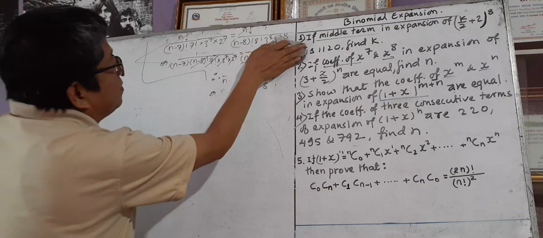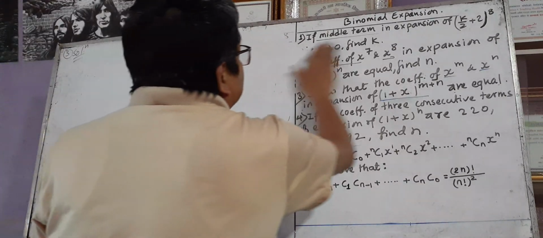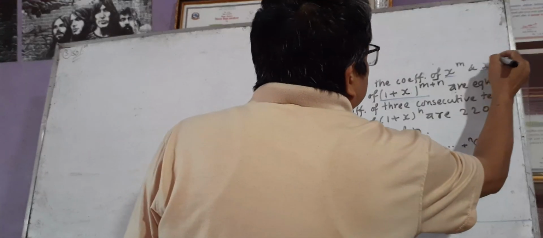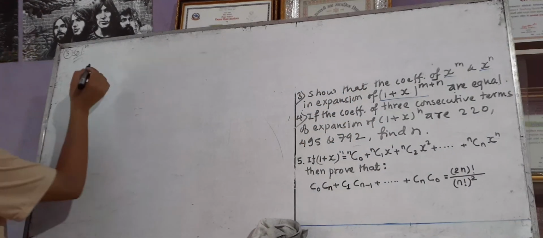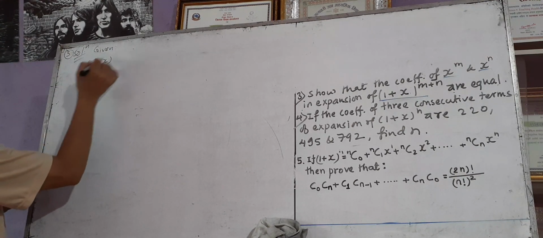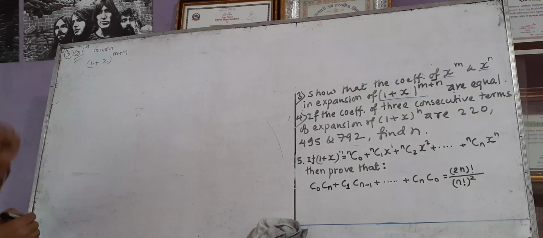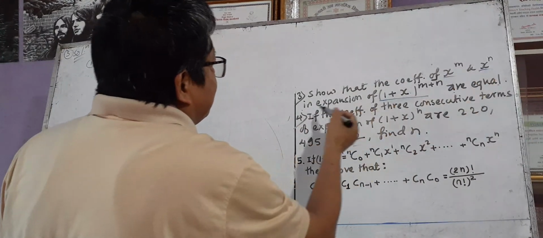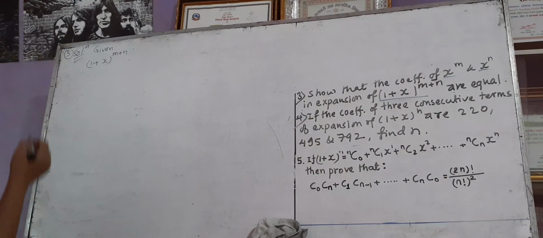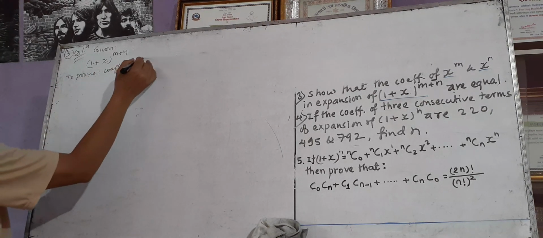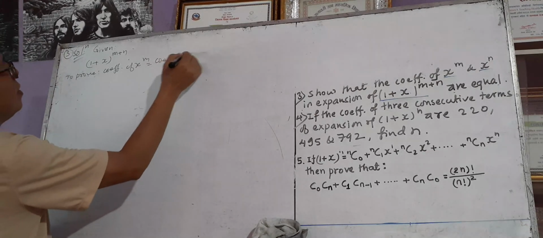Okay, let us clear it and clear the remaining part also. In question number 3, the binomial expansion given is (1 plus x) whole power m plus n. And what we have to prove? The coefficient of x^m and x^n are equal. To prove: coefficient of x^m equal to coefficient of x^n.